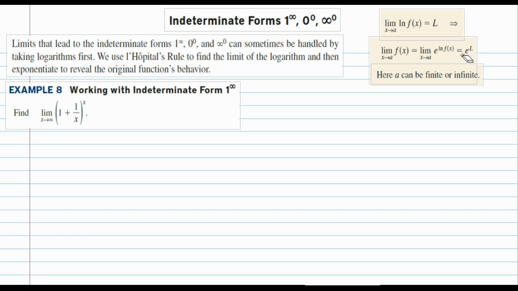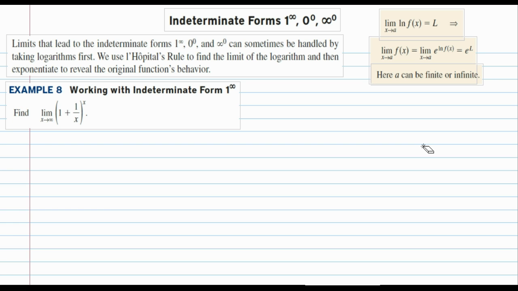And then therefore that would equal e to the L, because the limit as x approaches a of the natural log of f of x equaled L. So we would have that limit in the exponent as L. And a, what x is approaching, can be infinite or finite. It doesn't matter. So let's look at example 8 and see what this all looks like.